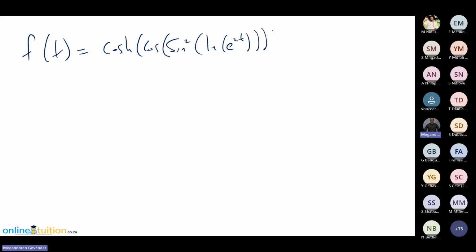Oy, oy, oy. I made this even more difficult for myself. Right, find df dt. Cosh of cos of sine squared of ln of e to the 2t. Let's see who comes up with the answer. Take your time. And then go ask all your friends in engineering, even second year and third year, if they can do this problem. Let's see what they tell you. But let's do it ourselves first.